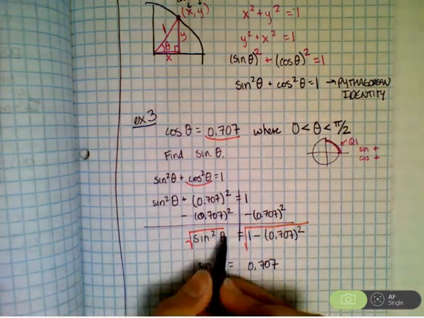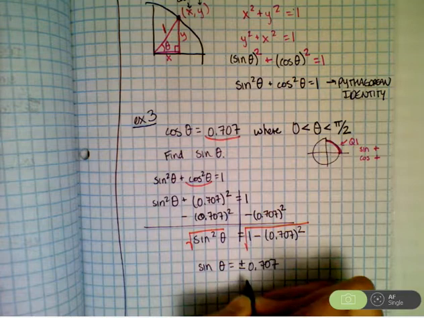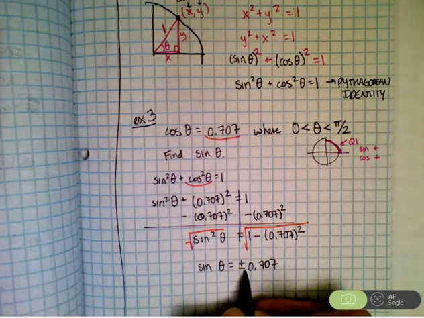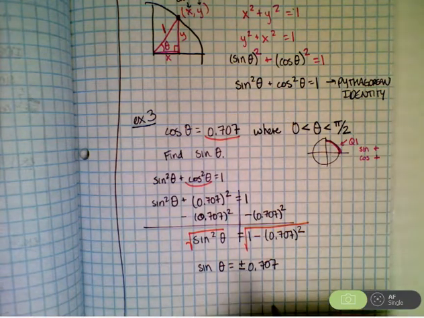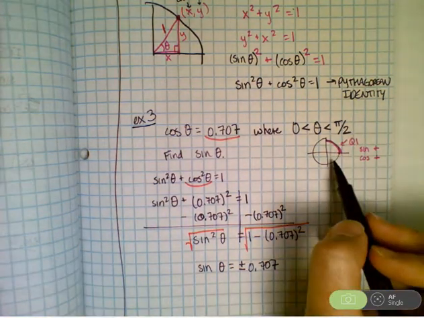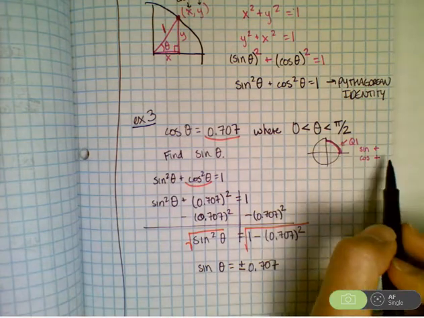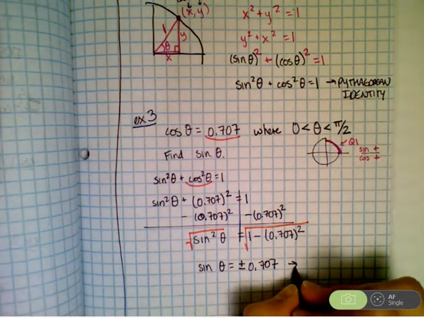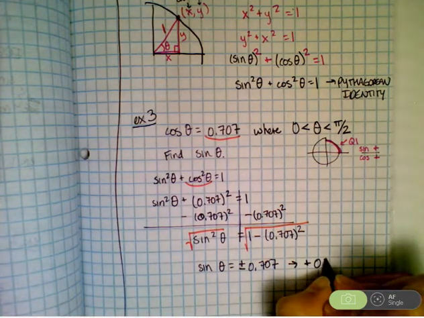Now remember, when you take the square root, you could have a positive or a negative answer. Calculator will only give you one, but anytime you take a square root, you can have a positive or a negative. And that's where this piece comes in, because this piece tells us that the sign is positive. So I know that the answer to this is positive 0.707.